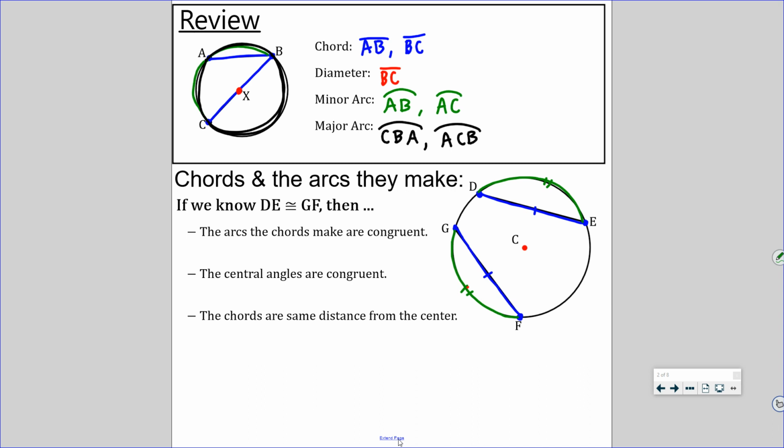Their central angles are also congruent. So remember, central angle is the angle it forms with the center. So this angle and this angle would be congruent. I'm going to fill these in as well here. So the two chords are congruent. So arc DE would be congruent to arc GF, what I did in green. And then the central angles would be congruent. So the measure of angle GCF would be congruent to the measure of angle DCE.